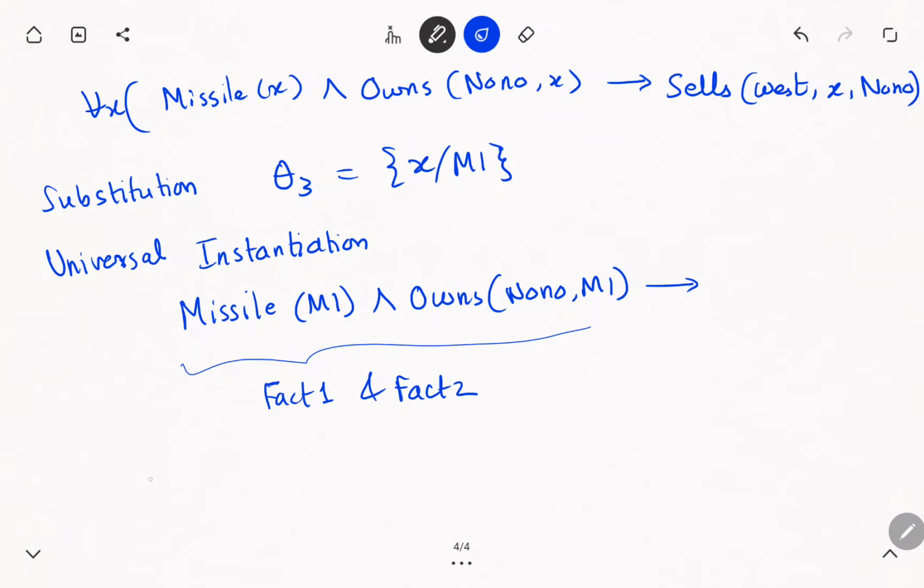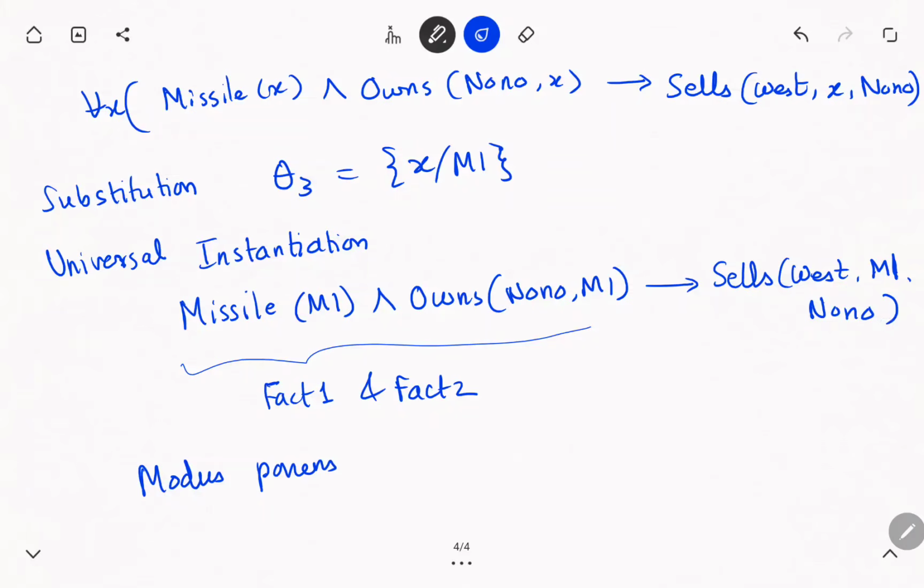So that means based on modus ponens, sells west, comma M1, comma no has to be true, because if x is substituted by M1, it will be substituted throughout, right? So we'll substitute on the right hand side as well. So using modus ponens, we get the fact that sells west, comma M1, comma no. So this we will call as fact 4.